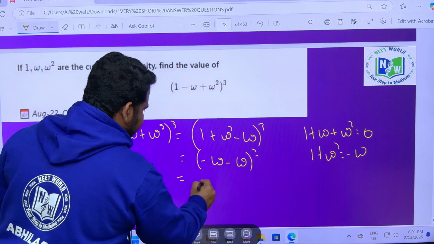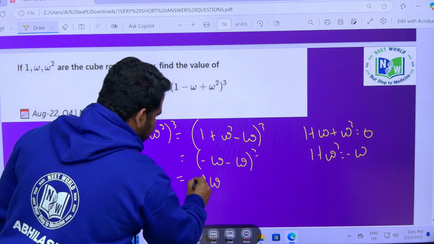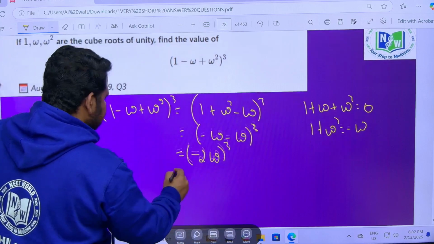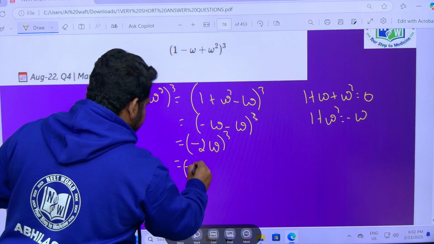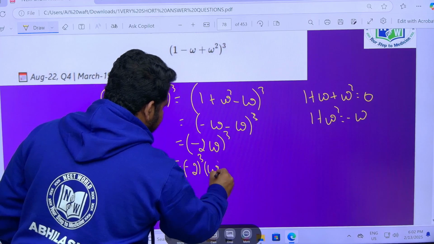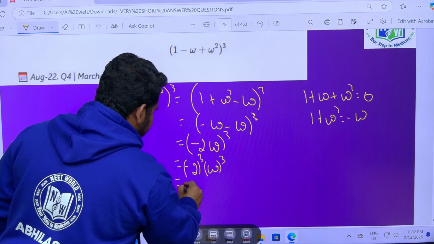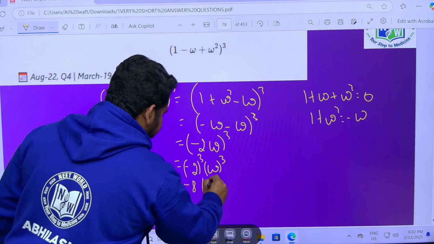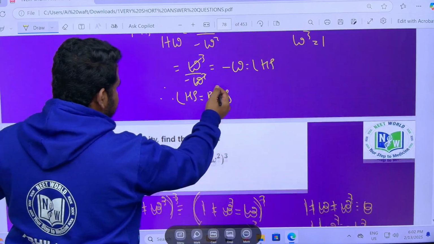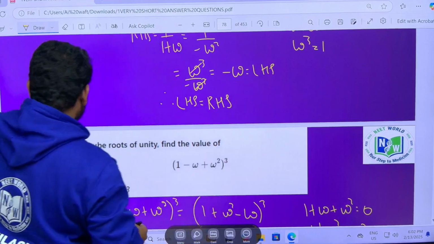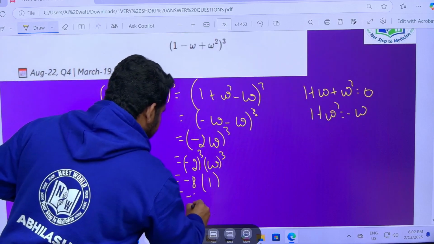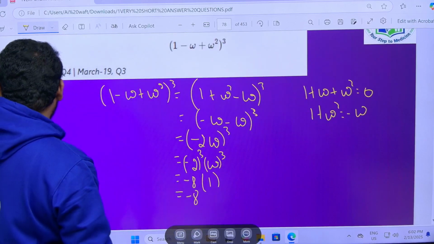So this will be equal to what, friends? Minus 2 omega cube, this is cube. Okay, so minus 2 to the power of 3 into omega to the power of 3. Minus 2 to the power of 3 is minus 8, omega to the power of 3 is 1. That is what we learnt here: omega cube is equal to 1. So the answer to this question is minus 8. Very simple question. This is how we solve this question. Next one.